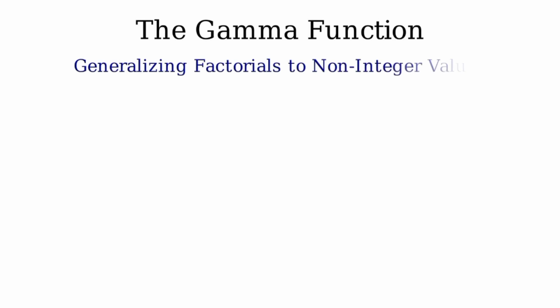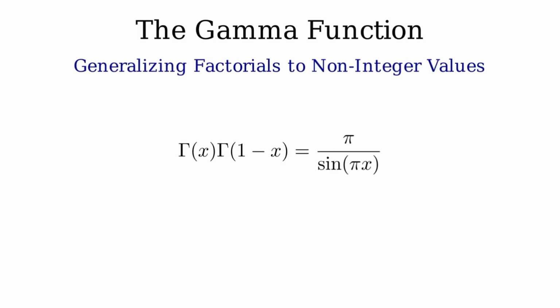Now let's talk about the gamma function. The gamma function generalizes the factorial to non-integer values. It satisfies a remarkable identity known as the reflection formula, which says Γ(x)Γ(1−x) = π / sin(πx). This equation hints at a deeper relationship between trigonometric functions and factorial-like structures.